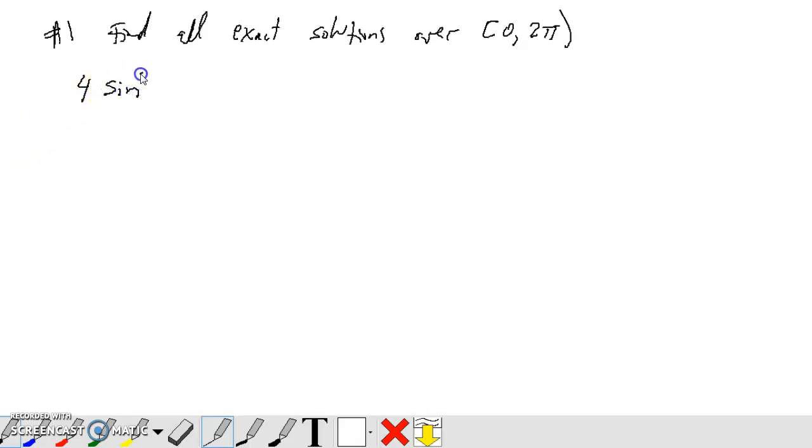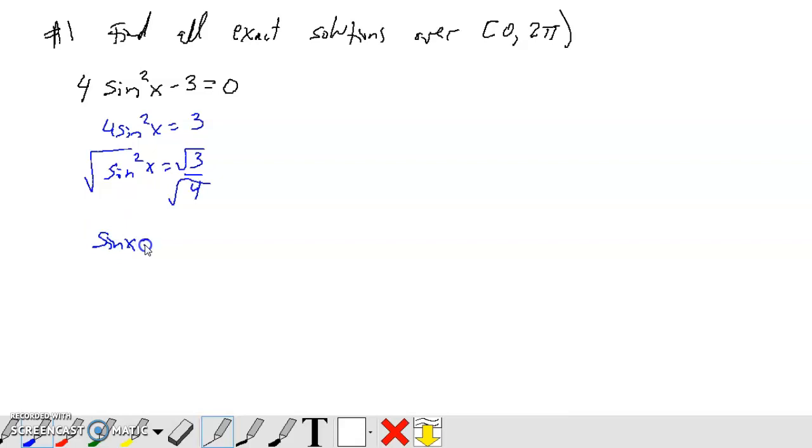So 4 sine squared of x minus 3 is equal to 0. So using the square root method, I'm just going to add 3 to the other side and then divide by 4. So I get 3/4. I'm going to take that lovely square root. I'm going to square root both the top and the bottom. So I'm going to get sine of x equal to plus or minus root 3 over 2. So basically, I want both the positive and the negative root 3 over 2.